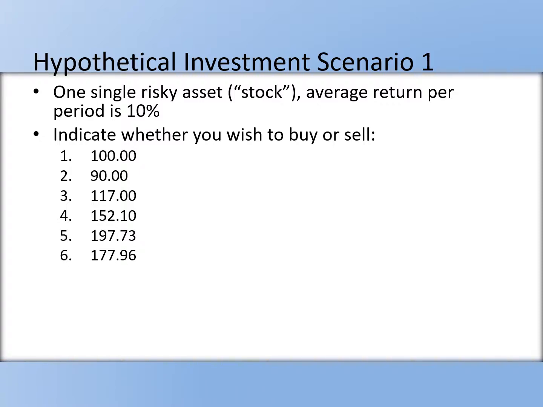Then it's 177, then it's 160, 208, 187, and finally it's 168, right? So I wanted you to write down what you would have done in each period, and then we can think about what sort of decision process you have gone through, right? What exactly have you done? So that's the first one.